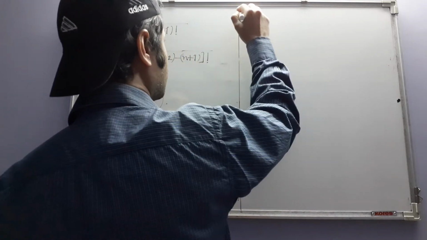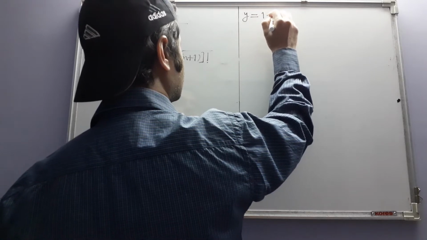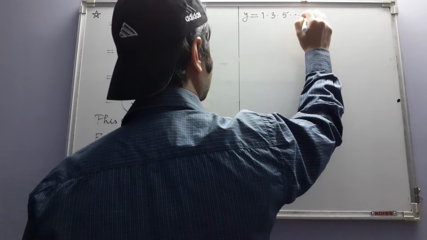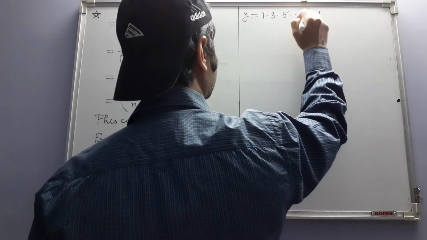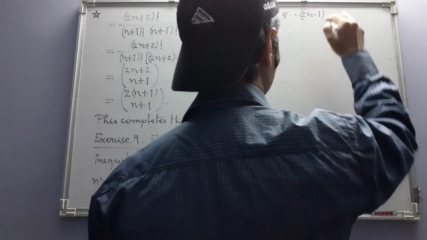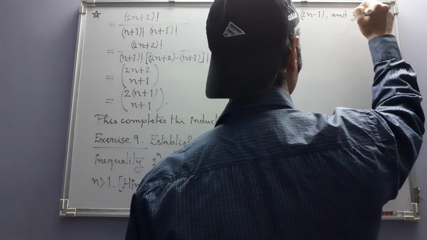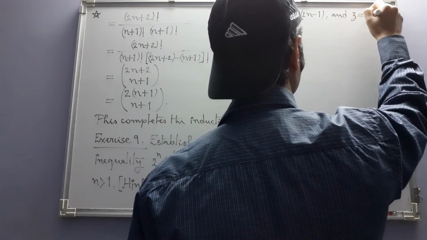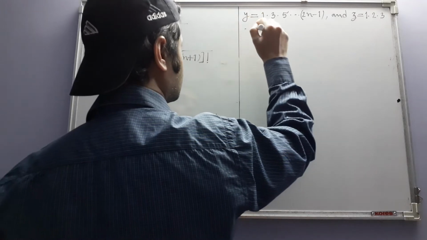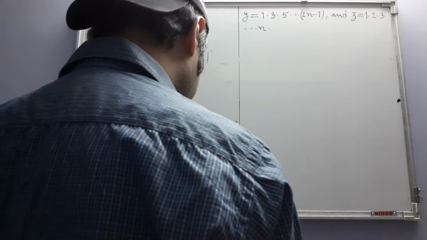y equal to 1, 3, 5 up to 2n minus 1, and z equal to n factorial.